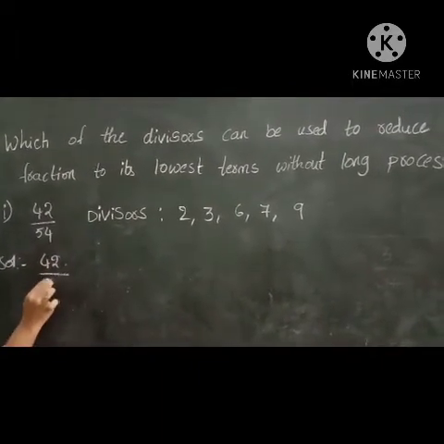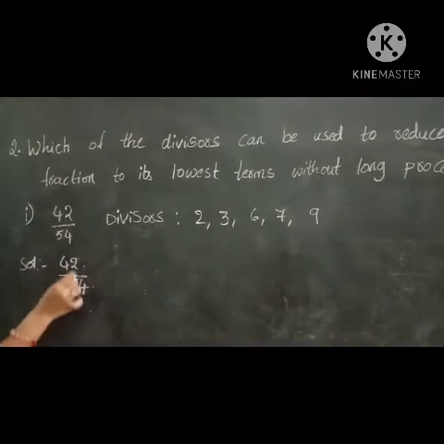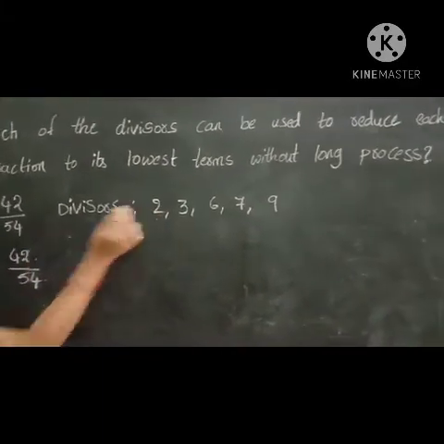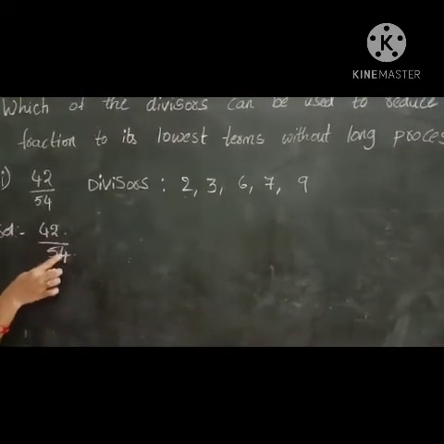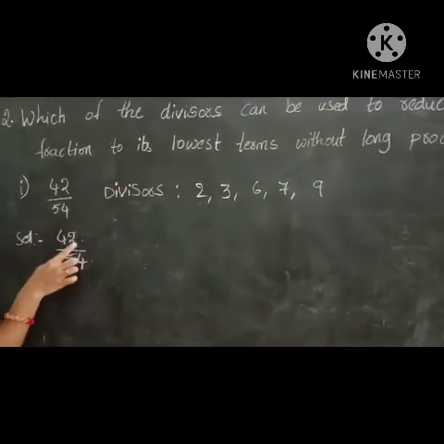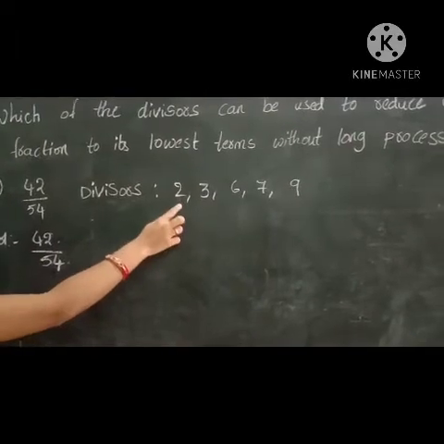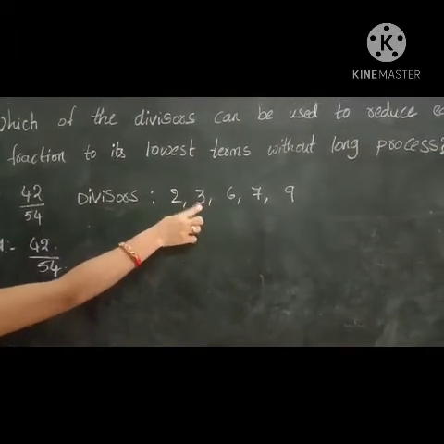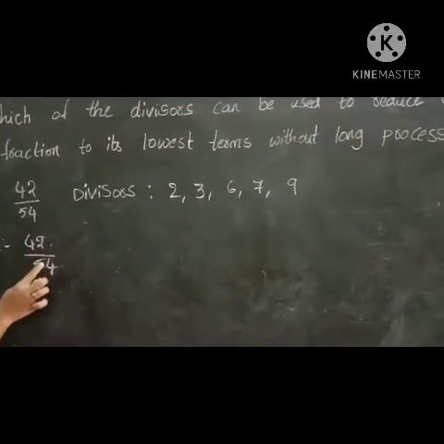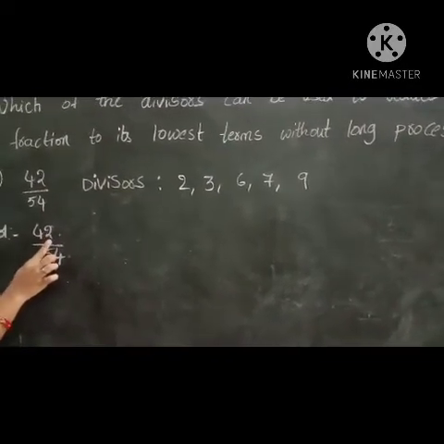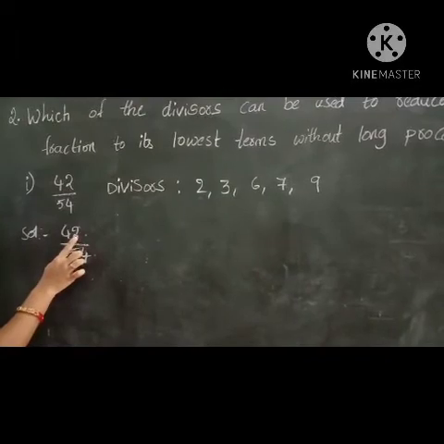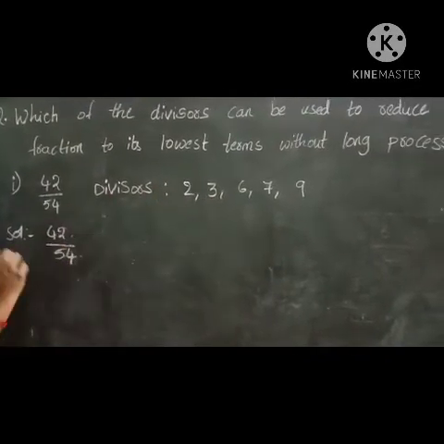42 by 54. These two numbers are divisible by 2. Why? Because here, see, children, here 2 is there, here 4 is there. These 2 and 4 are even numbers. Even numbers means the number is divisible by 2. And again see the 3 also. 4 plus 2 equals 6. 6 is divisible by 3 table. Okay, this will be divisible.